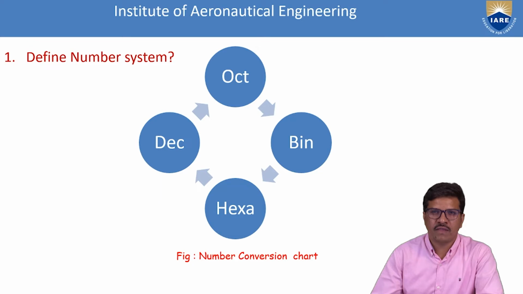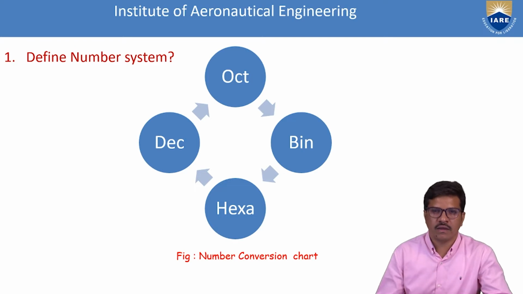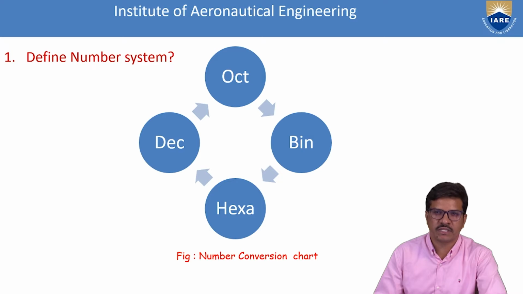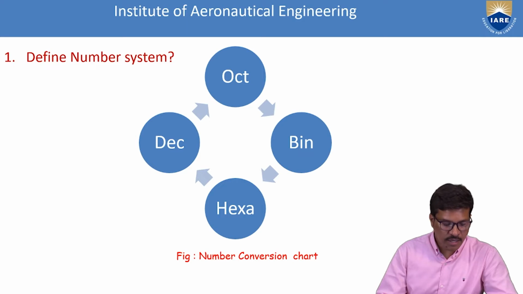So first of all, define the number system. Any number can be represented as a weighted sum of some weighted factors. There are 4 types of number systems: binary number system, decimal number system, octal number system, and hexadecimal number system. So the general definition of a number system is a system to represent a particular number, whether it is binary, decimal, octal or hexadecimal, by which we can represent a given number.